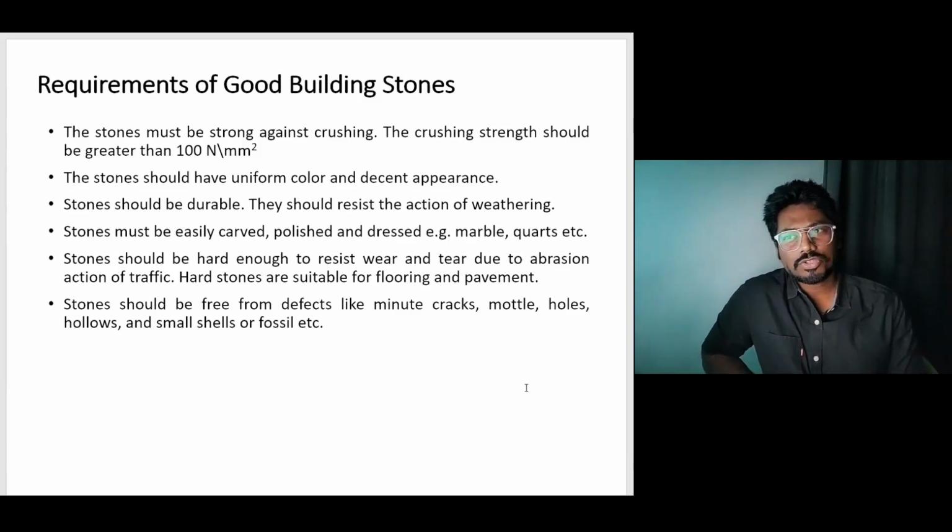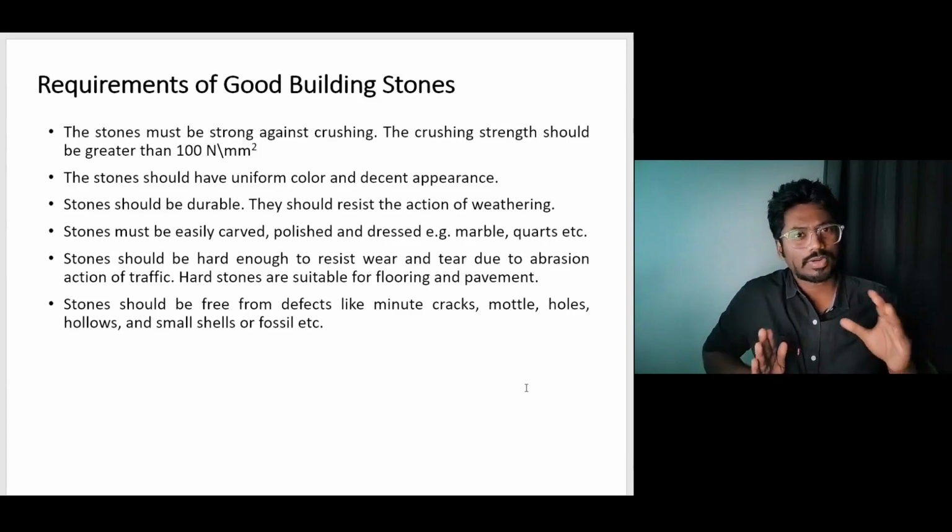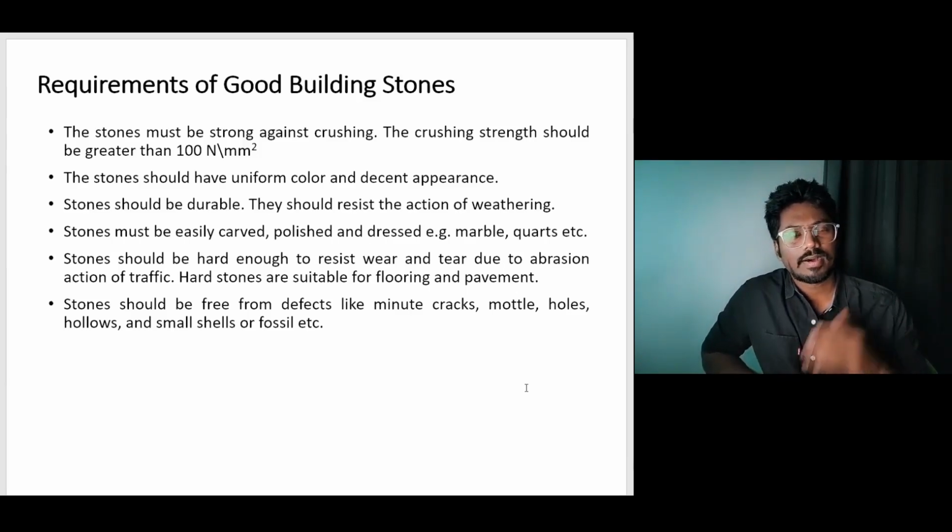Next, the stone should have a uniform color and a decent appearance. Yes, this is from a much more aesthetic perspective. Having a more uniform color and a more pleasant look will definitely be an advantage from an aesthetic perspective for any sort of structure.